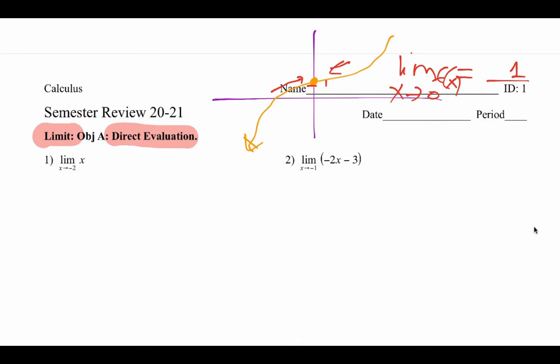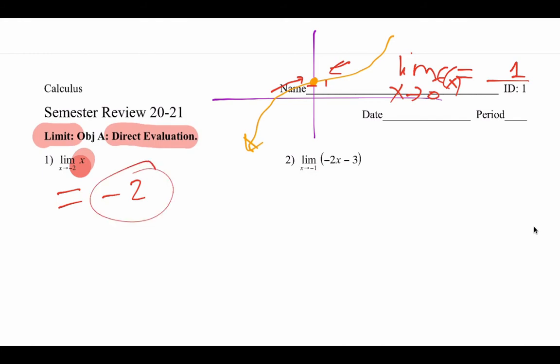But we're not going to look at the graph. Because of the time that we have, you don't have to look at the graph and figure out the limit. But you should know the next 3 objectives for limit. The first one is direct evaluation. To find the limit, all I need to do is plug the value into the x. So I look over here, this is my x, right? x approaches -2, so I will plug in -2 into the x. So this will be my limit.